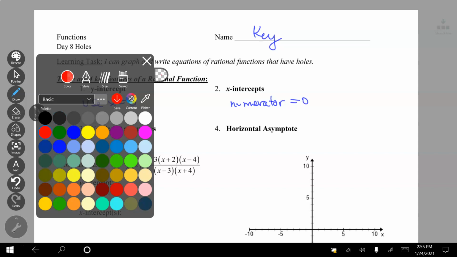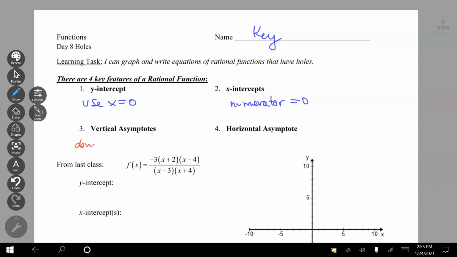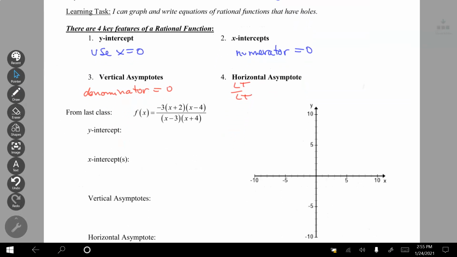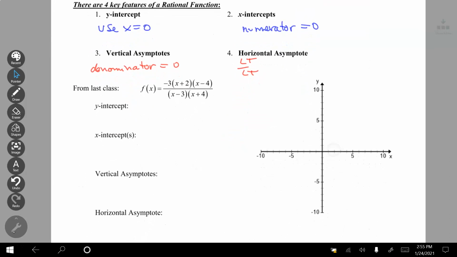The vertical asymptotes was when the denominator was equal to 0 after we factored, and a horizontal asymptote was when we did leading term over leading term, and we usually got some number like y equals 2 or y equals -3 or sometimes even y equals 0. So this is a problem that we did yesterday, and I already have it factored, which makes it a whole lot easier. But let's go through these 4 features that we have above and use our rules to figure out what those values are.